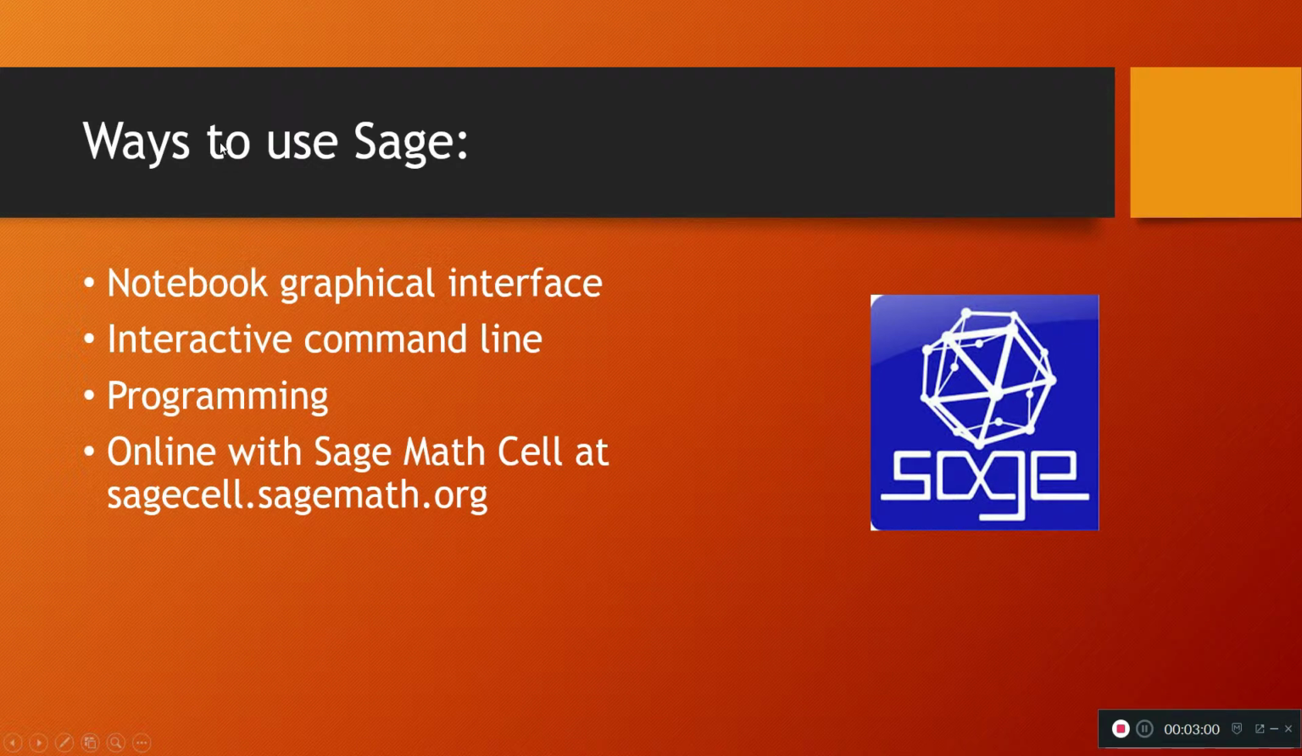Ways, like I said, you can use SageMath using a notebook graphical interface as well as an interactive command line, very similar to a Python interpreter, and you can also write your own programs, being that it is made from IPython and C++. So you can use SageMath in your own programs, and then you can also use it online with the SageMath cell. It's at sagecell.sagemath.org, or you can simply just go straight to their website, and it's right there for you.